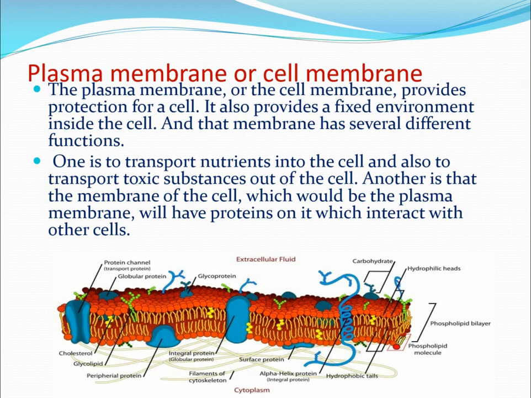Another function is that the plasma membrane has proteins on it which help it interact with other cells. So this is the basic diagram of the cell membrane, or the plasma membrane. I think you are able to understand it, as we said we would discuss it in detail, and we have discussed it. So let's move to the next part of the cell.